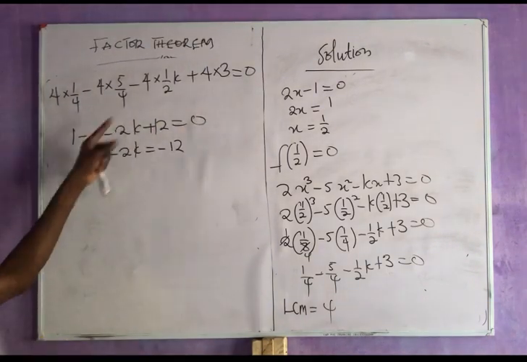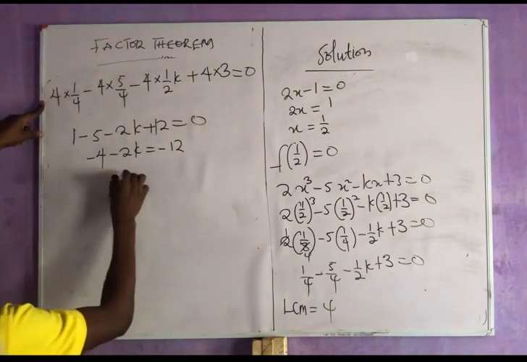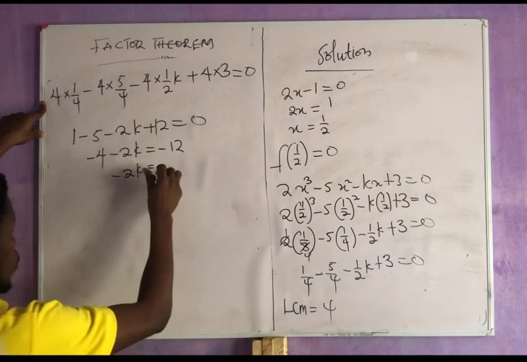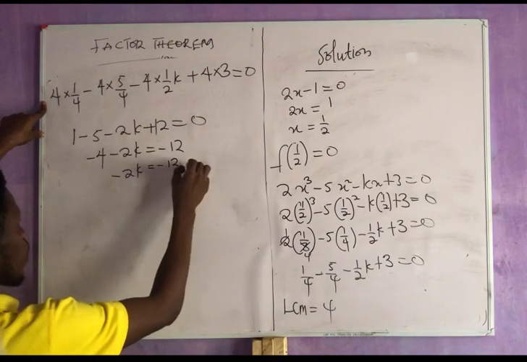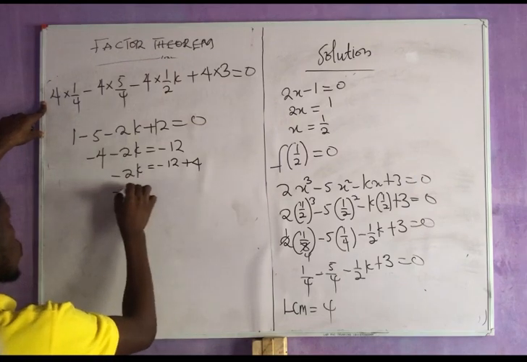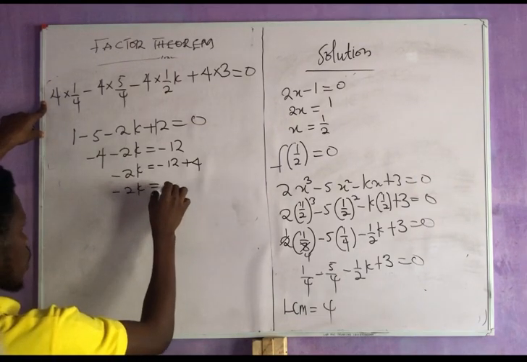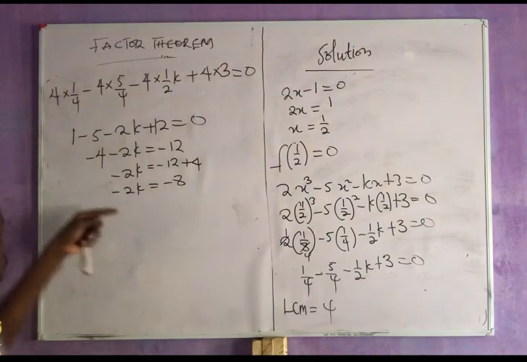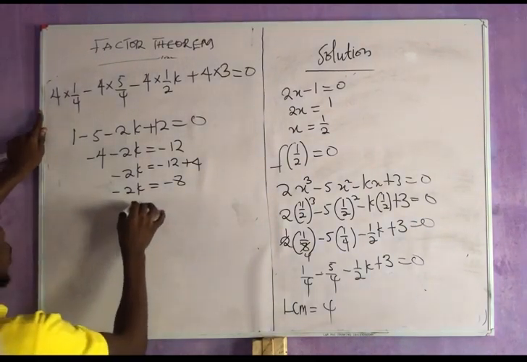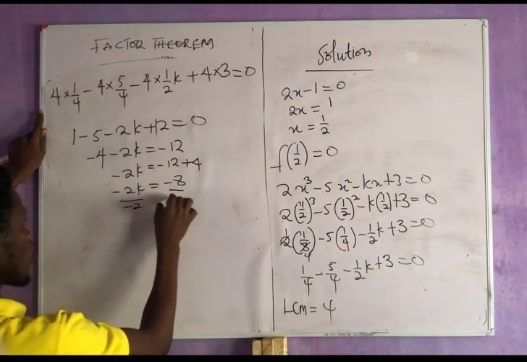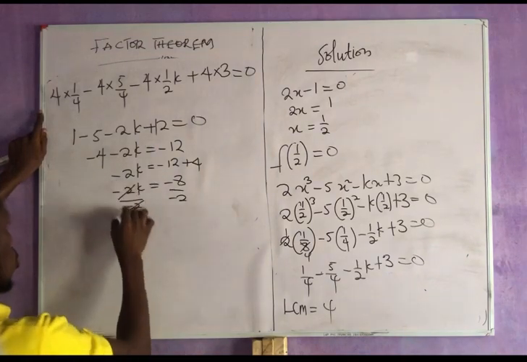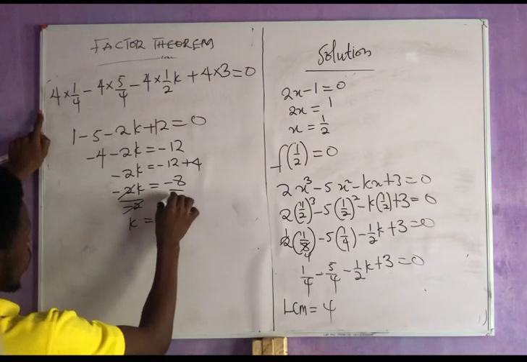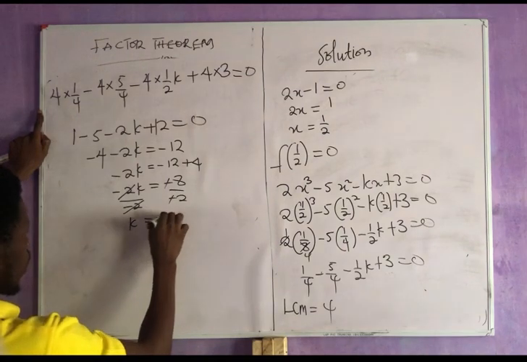Let me send this one to the other side. You have negative 2k equals negative 12 plus 4. So negative 2k equals negative 8. Dividing both sides by negative 2, the negative goes with the negative. So we have our k to be 4.